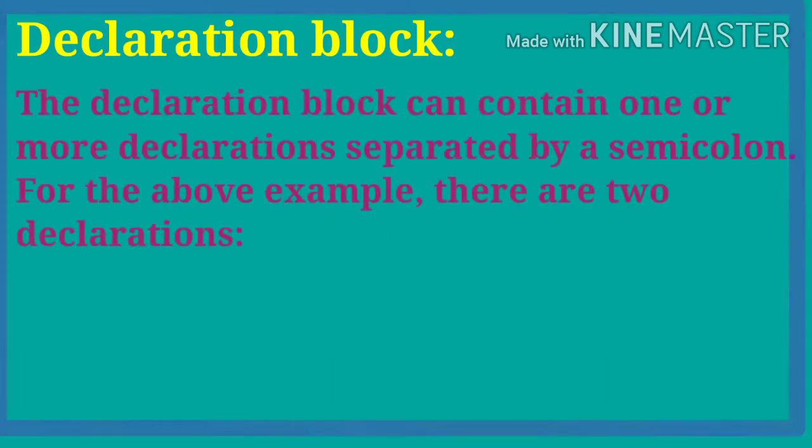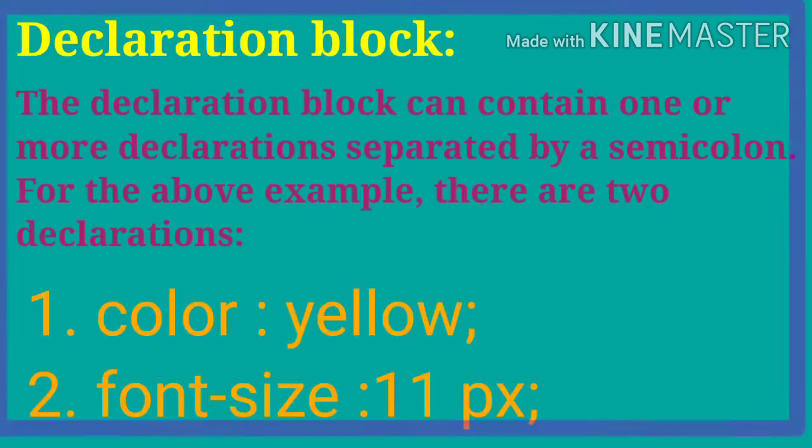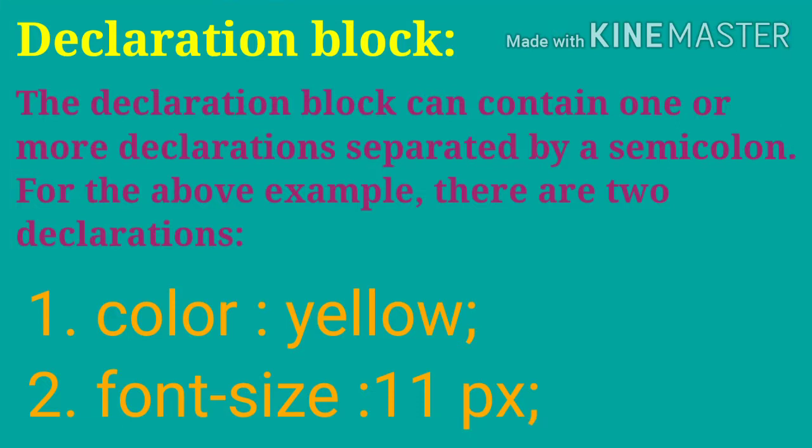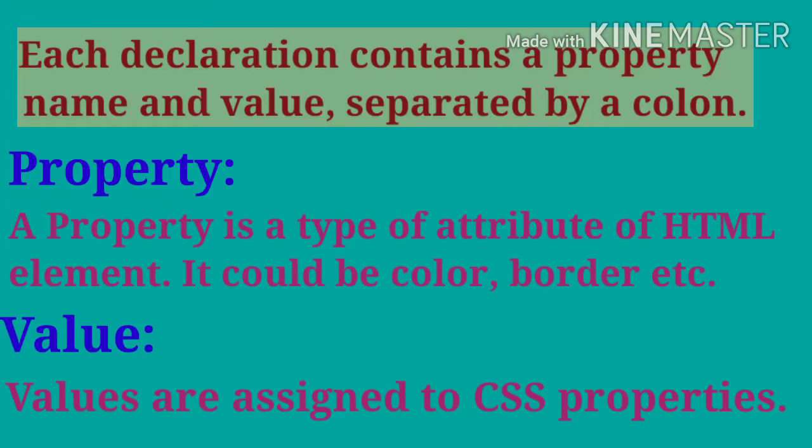Then what is a declaration block? The declaration block can contain one or more declarations separated by a semicolon. In our example, there are two declarations, color and font size, having the values yellow and 11 pixels. Each declaration contains a property name and value separated by a colon. A property is a type of attribute of an HTML element, for example color or border, etc. and values are assigned to CSS properties.